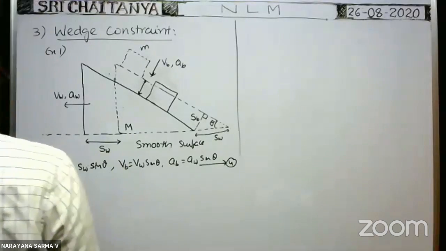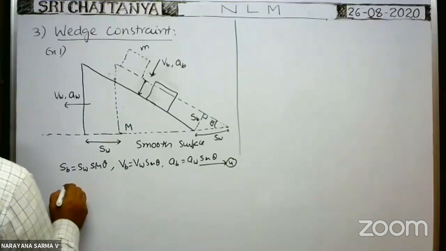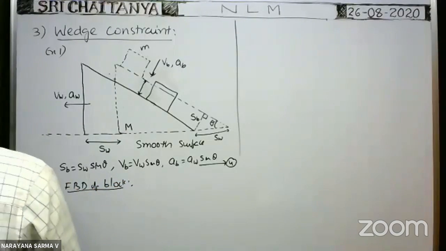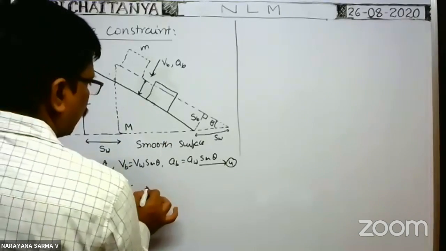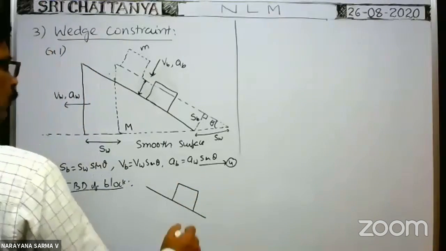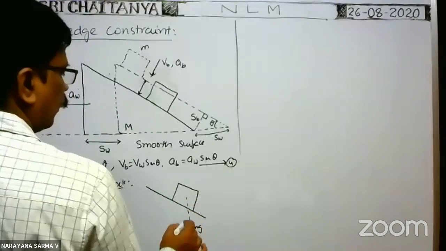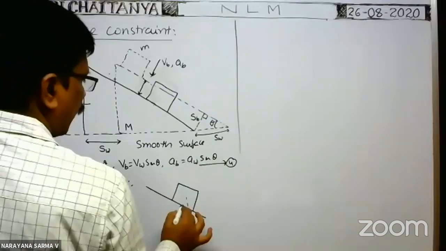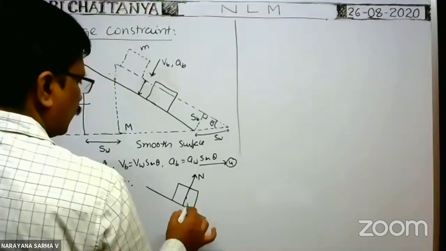So now I have to write the free body diagram of the block. What are the forces that act on the block perpendicular to the incline? Here the block is on the incline, no? This is the position of the block. Weight mg acts in this direction. And because of this inclined surface, the normal force N acts on the block in the upward direction.